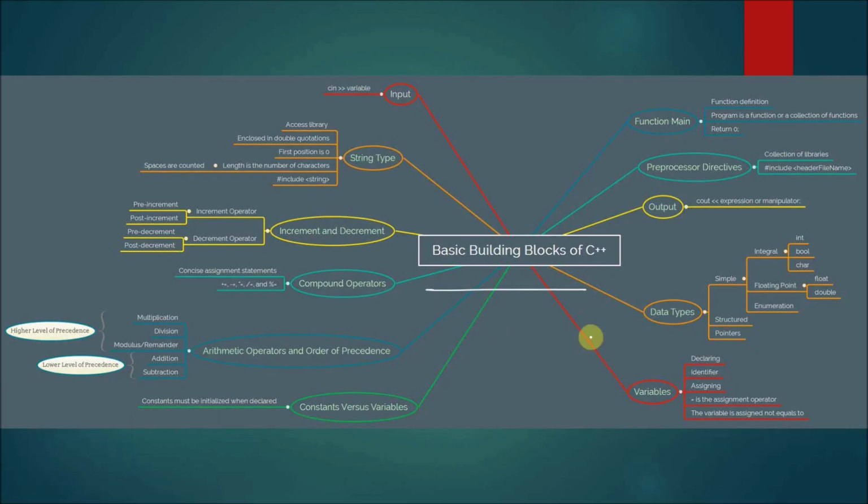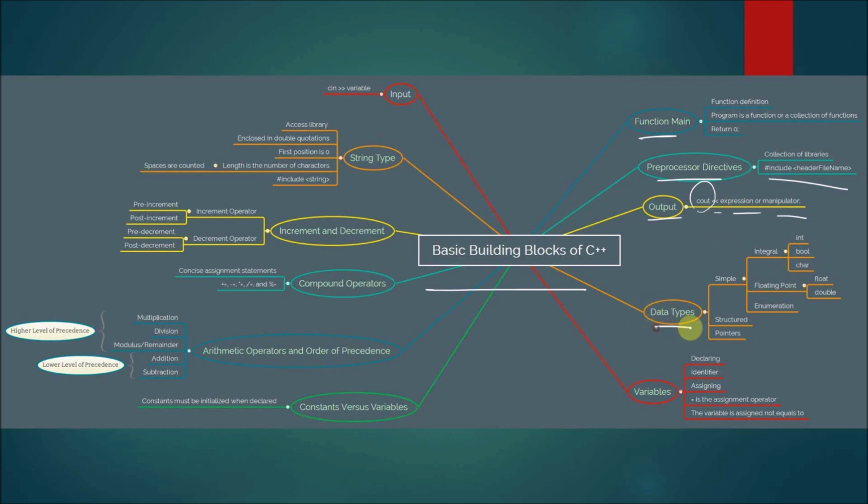So let's go ahead and summarize everything that we've talked about. We started out talking about the function main, that a function basically performs a particular task for us, and that a program typically contains more than one function. We covered preprocessor directives, which are basically things that someone's written for us that we can use and access this way. We can output things to our screen by using cout, and then the stream insertion operator followed by an expression and/or manipulator.